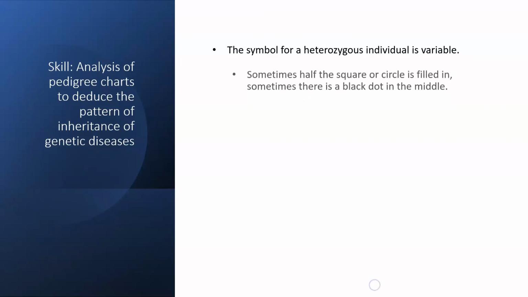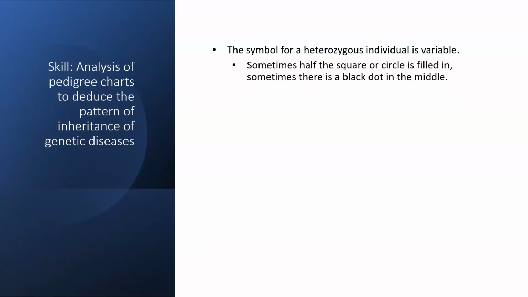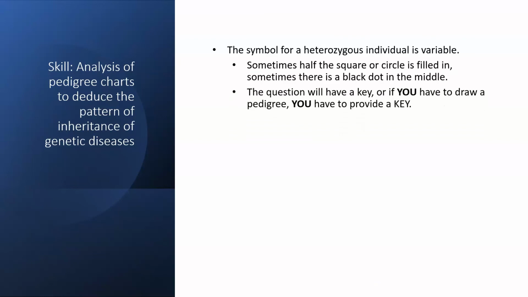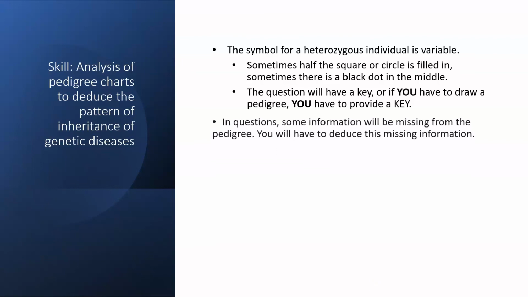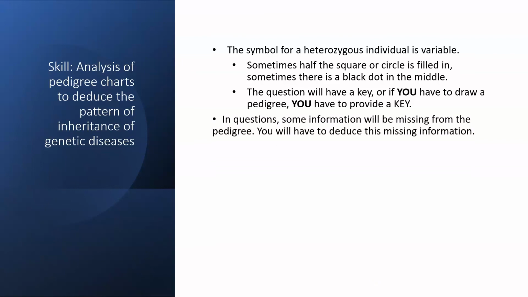Okay, the symbol for our heterozygous individual can be variable. Sometimes half the square or circle is filled in. Sometimes there's a black dot in the middle. So you've just got to look at the key with the specific pedigree you're looking at. The question will have a key, okay? If you have to draw a pedigree, make sure you provide a key. You need a key to know what these things show.